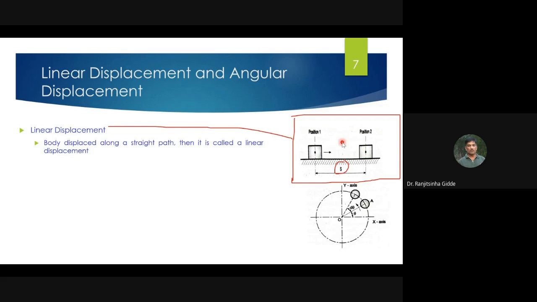So if you have drawn the diagram, then write down this definition. These are the short pointers. You can write linear displacement is defined as, though that is not required. Additionally, during examination you can write it when required. When a body is displaced along a straight path, then it is called a linear displacement.